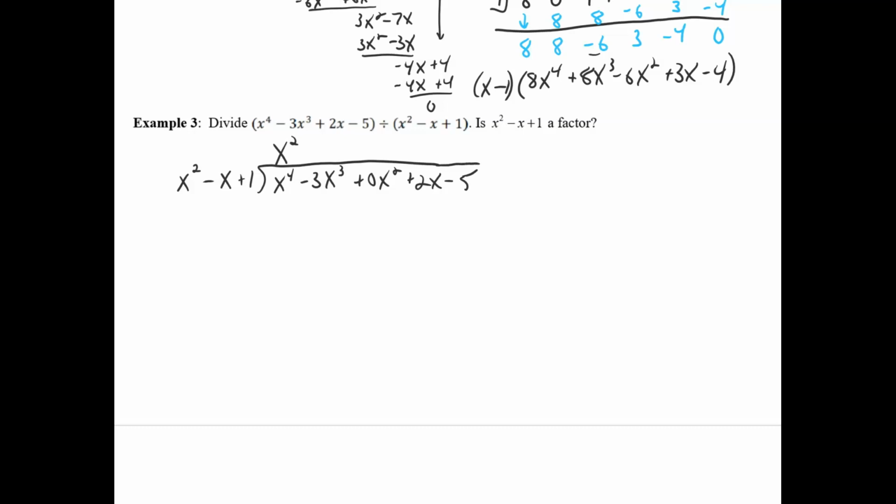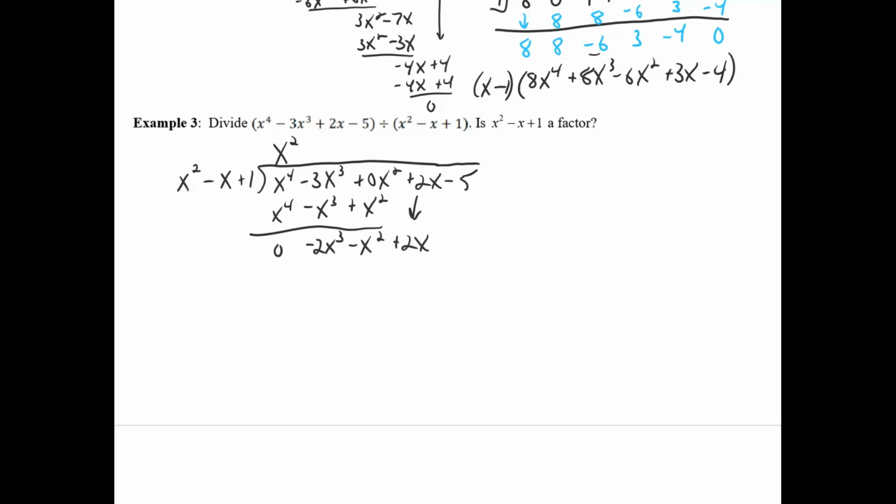All right, so I have x squared times x squared is x to the 4th. x squared times negative x is minus x to the 3rd. And x squared times 1 is plus x squared. Let's subtract. So I have x to the 4th minus x to the 4th is 0. Negative 3 minus negative 1 is negative 2. And 0x squared minus 1x squared is negative x squared. And let's carry down that plus 2x and go for round 2.